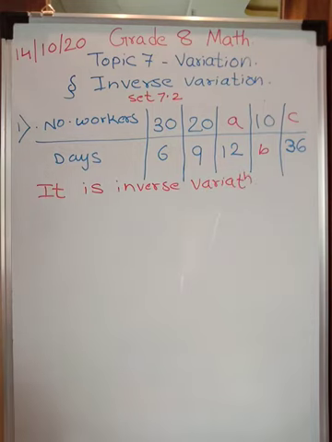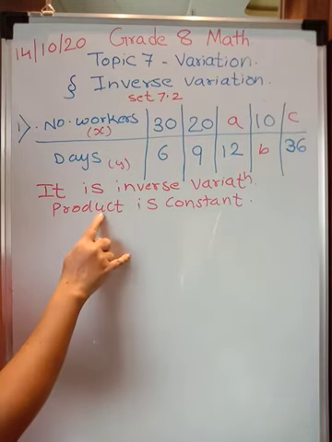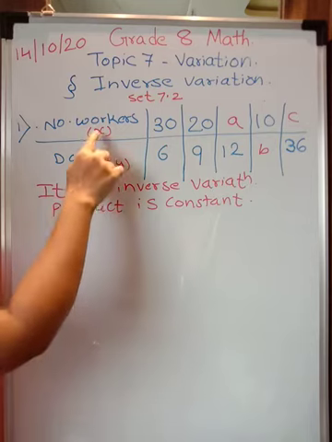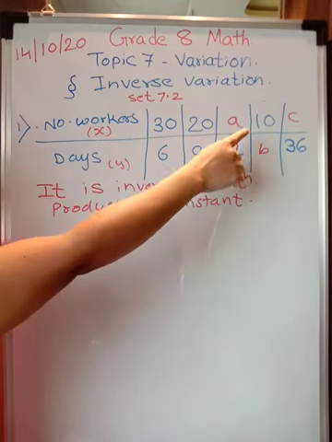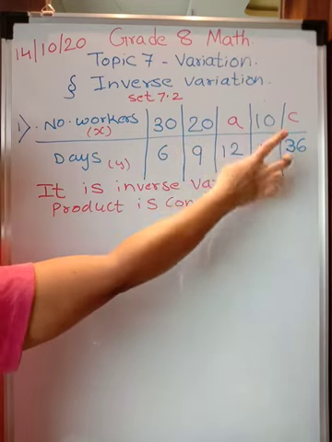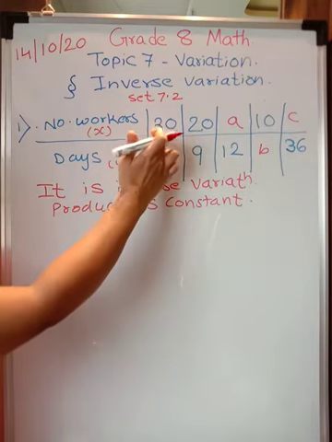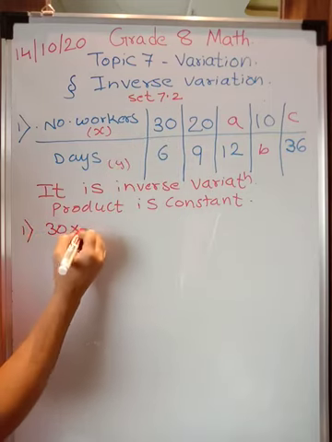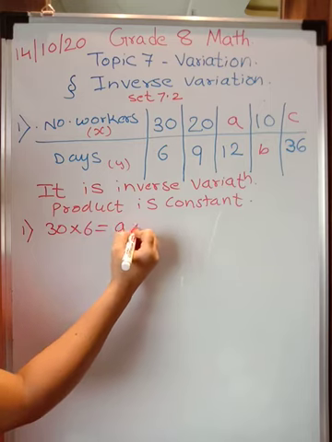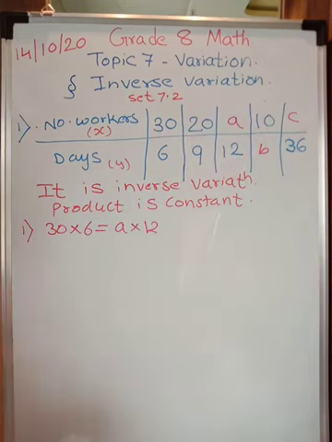Okay. First you say it is inverse variation. So as it is inverse variation, what is constant? Product is constant. So consider this as an x and y. So this is x1, x2, x3, x4, x5, or you may label it as A, B, C as per your convenience. Now product is constant. Product of x and y should be constant. So my first is 30 into 6 will be equal to A into 12. Their product is equal to their product because product is going to be constant.